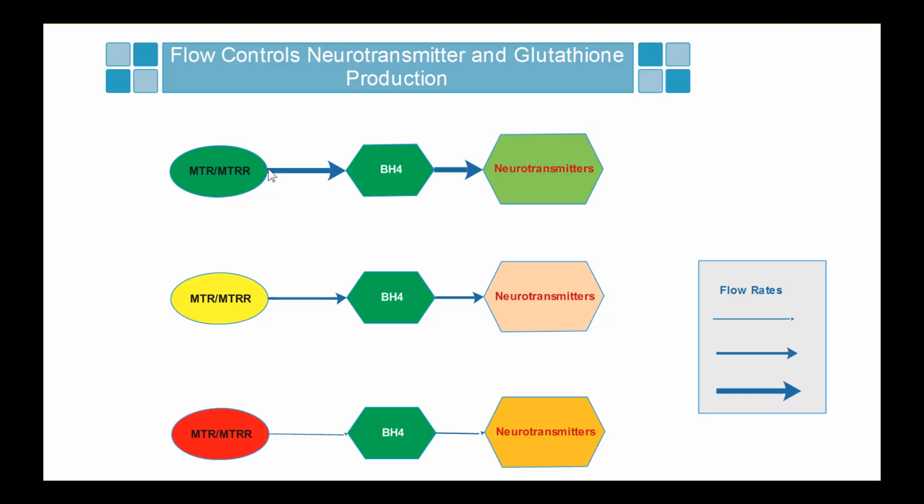So this is a normal configuration showing normal flow to the biopterin cycle and normal amount of neurotransmitters. Heterozygous in one of these enzymes will reduce the flow of products to the biopterin cycle and reduce the number of neurotransmitters. The homozygous configuration will reduce it even further.